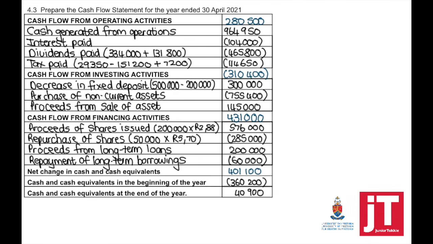We have now completed the operating, investing, and the financing activity. If you look on your cash flow statement, if you take the cash flow from the operating activity, minus the cash flow from investing activity, plus the cash flow from the financing activity, it must equal exactly the same answer that you calculated when you calculated the net change in cash and cash equivalents.